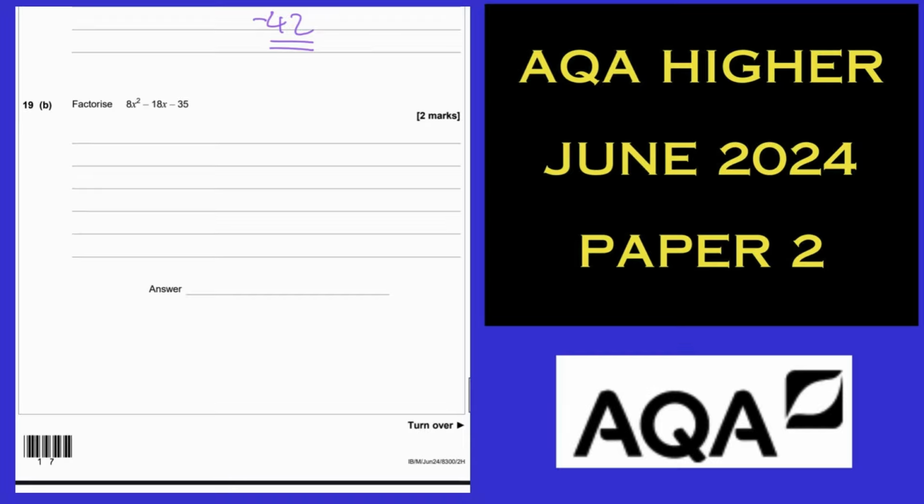Number 19, definitely one of the hardest types of factorising, but it practises your AC method. Get on with it. You've got a calculator. The numbers aren't friendly. So what? Get on with it. A times C is minus 280. Always create some room. Split your page and say which two numbers multiply together to make minus 280 but add together to make minus 18.